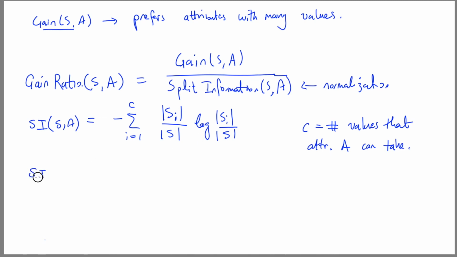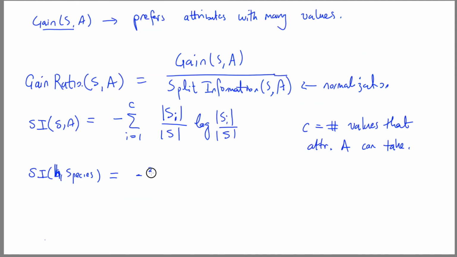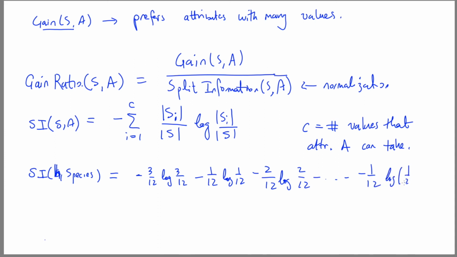So if we look at the split information for species, sorry, I should call this H for homeworld, then what do you get? You get minus, the first value had 3 points here, so minus 3 over 12 log 3 over 12. And if you keep doing this, you get minus 1 over 12 log 1 over 12 minus 2 over 12, and hopefully you get the picture. I'm just doing this for all possible values, so there should be 6 terms in the summation. And this gives me 2.4591.